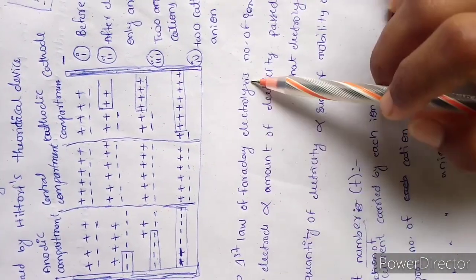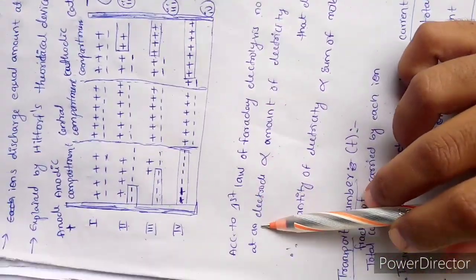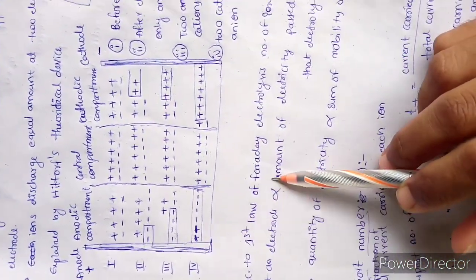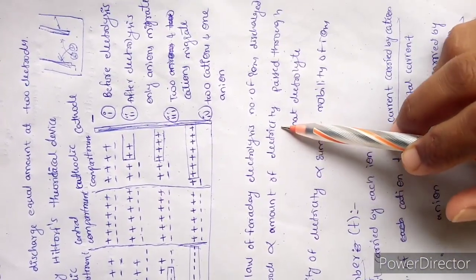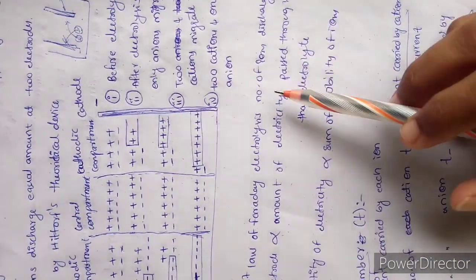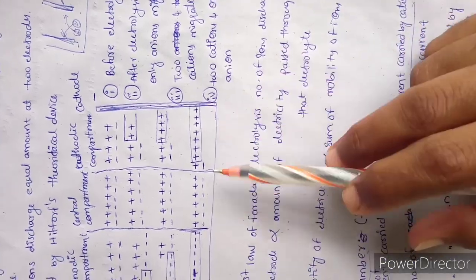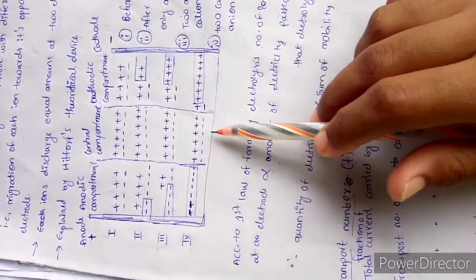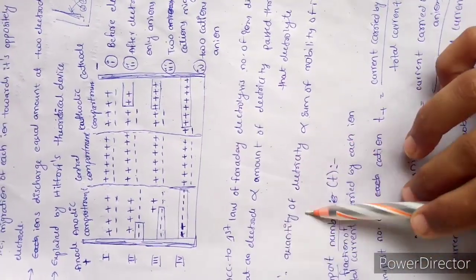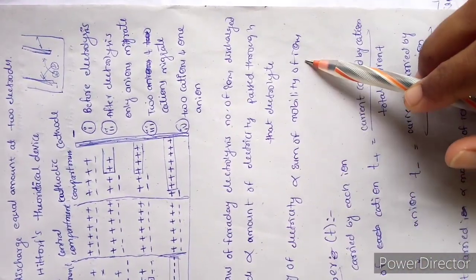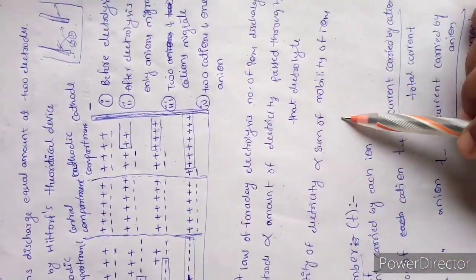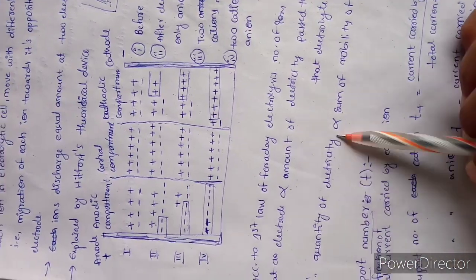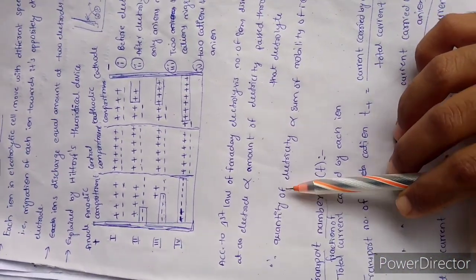According to Faraday's first law of electrolysis, the number of ions discharged at the oppositely charged electrode is directly proportional to the amount of electricity passed through the solution. It means that as many ions are discharged, that much electricity is carried through the solution. Therefore, the quantity of electricity is directly proportional to the sum of the mobilities of the ions, that is, cation mobility plus anion mobility.